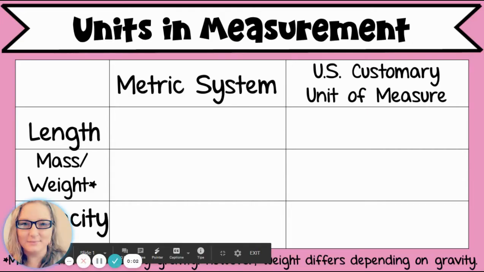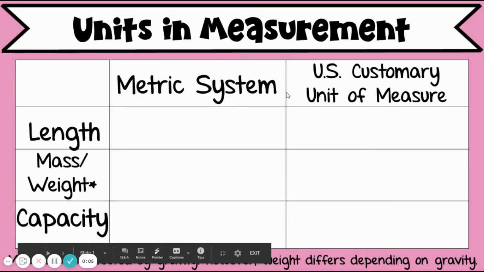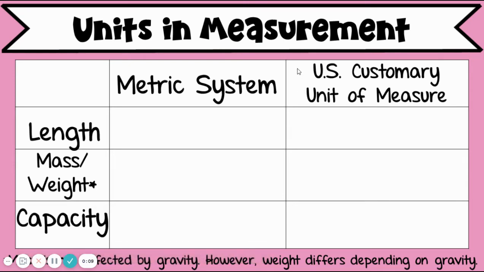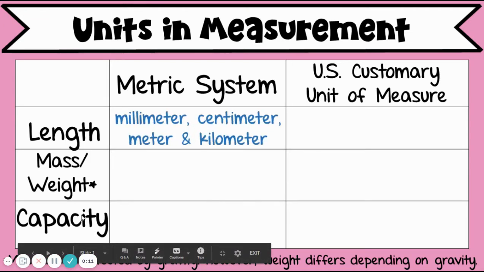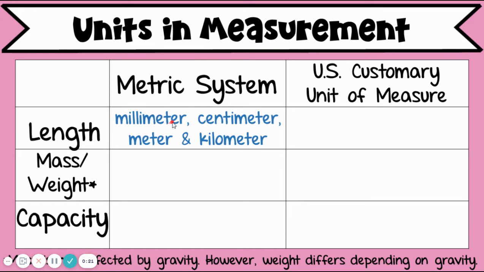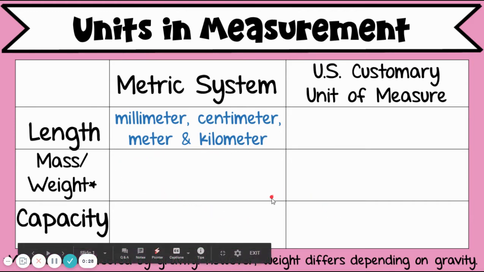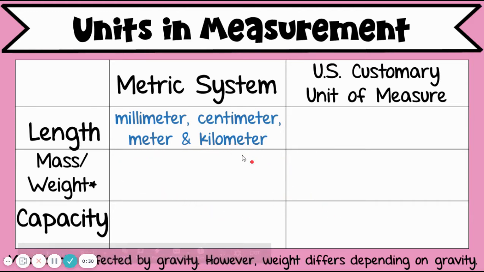Hey guys, so today we're going to talk about units of measurement as far as length. So I put this little thing up here so that we could have a quick reminder. Length in the metric system is measured in millimeters, centimeters, meters, and kilometers. Do you notice what they all have in common? Meter, meter, meter, meter. Their root word is meter for all of them.